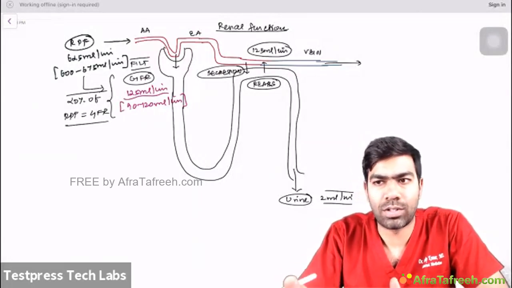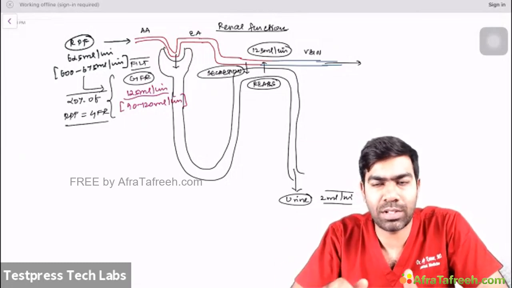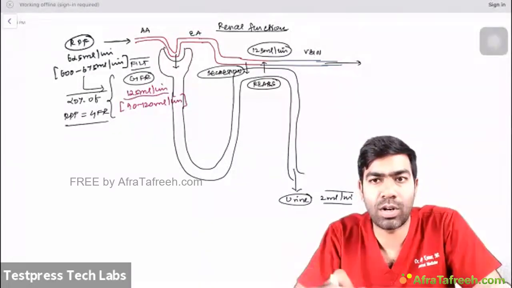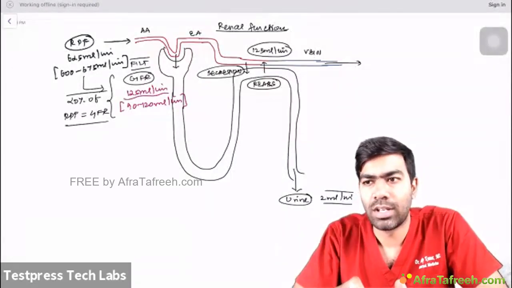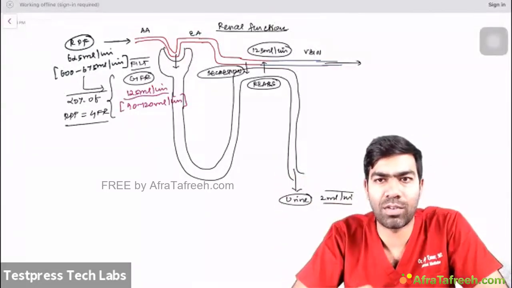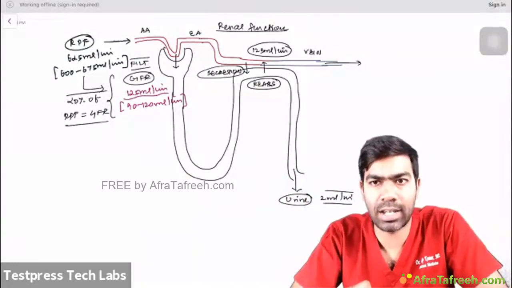There are 1 million nephrons in each kidney. Of these, 80 to 85% will be cortical nephrons. Only 10 to 15% of nephrons will be something called juxtamedullary nephrons. What are these juxtamedullary nephrons? These are the bigger, lengthier nephrons. And remember, the longer the nephron is, the more its concentrating capacity will be.